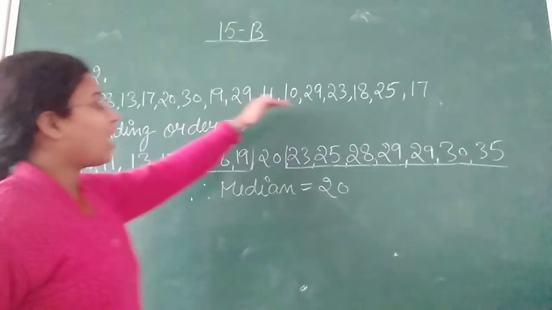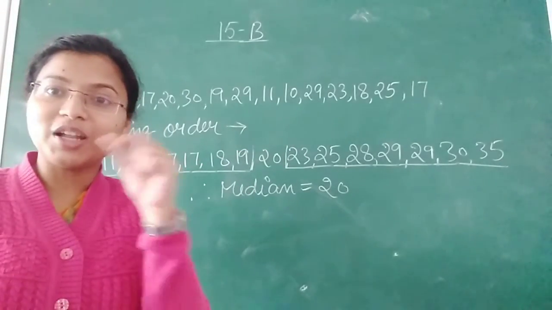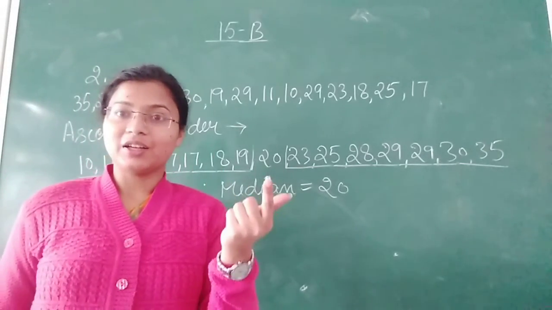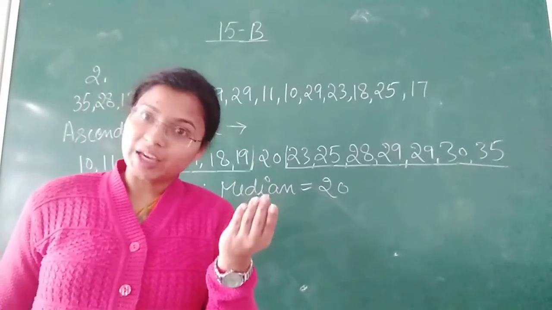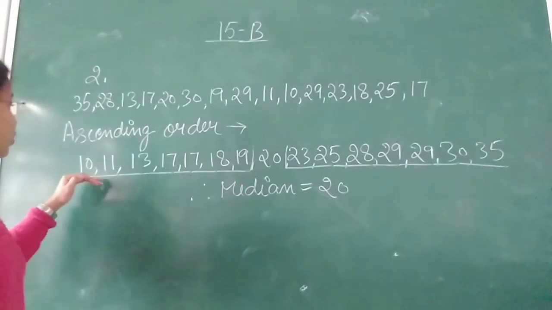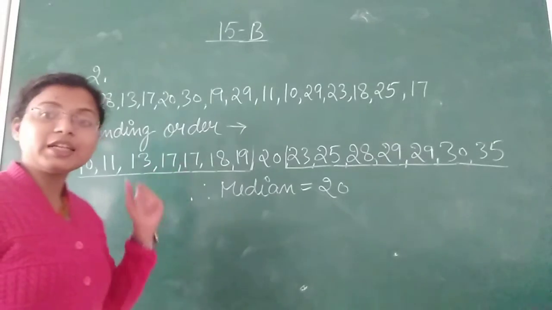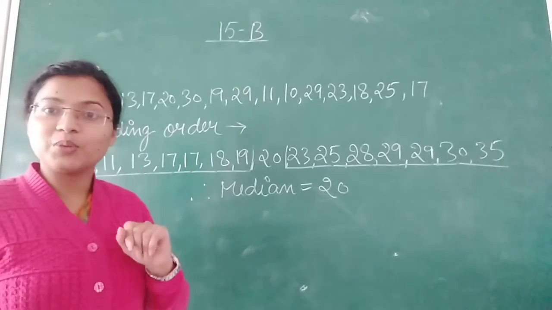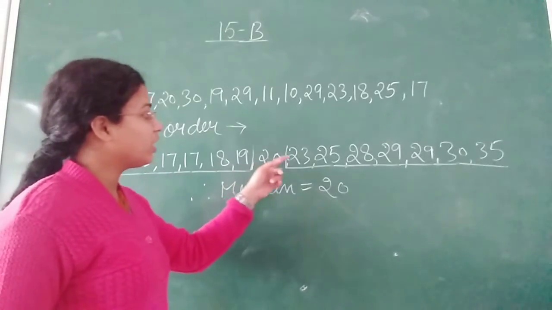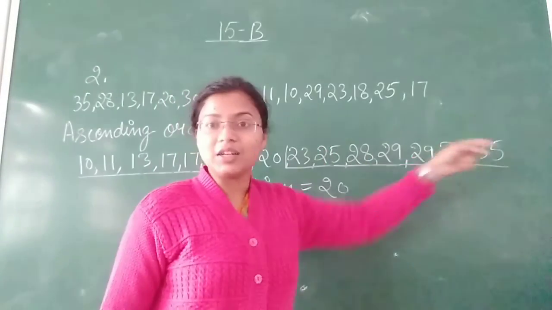So these all are the numbers. Ascending order will be, first you have to write down the smaller number. And in this question, few numbers are repeating. So you have to write them 2 times or 3 times, however many times they are given. Okay. So 10 is the least number, after that 11, 13, 17 comes 2 times in our arrangement. So we have to write it down 2 times. Then 18, 19, 20, 23, 25, 28, 29, 29 2 times, 30 and 35.